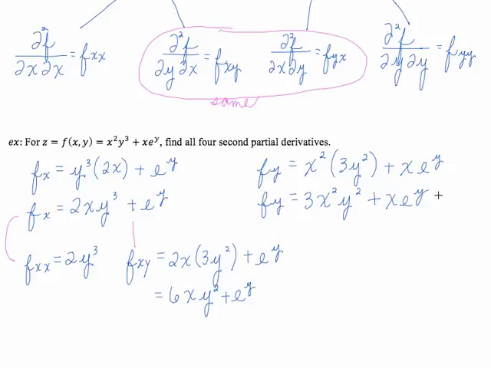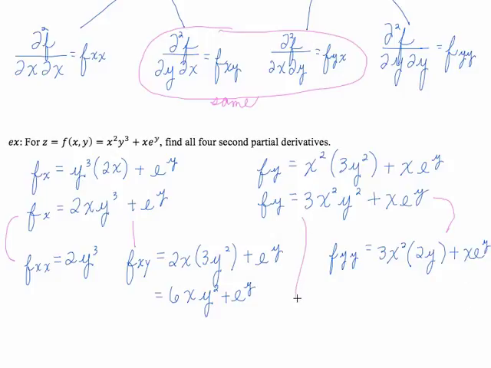Next, let's find fyy. Let's find the derivative of fy with respect to y. So I'm going to find the second partial with respect to y. We're going to treat the 3x squared as the coefficient of that y squared. So its derivative is 3x squared times the derivative of y squared, which is 2y. And then we're treating x as a constant, so it's still the coefficient of this e to the y. So we have the same thing, plus x times e to the y.